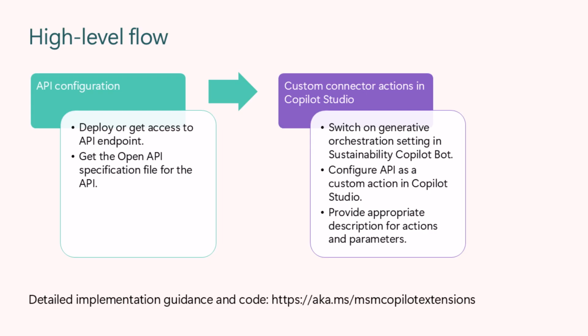Step 2, configure the custom connector actions in Copilot Studio. Enable the generative action and then set up the API as a custom action in Copilot Studio. It's very important to describe the API methods, inputs, and outputs correctly so that the agent knows when to call the API. Now let's watch the demo.